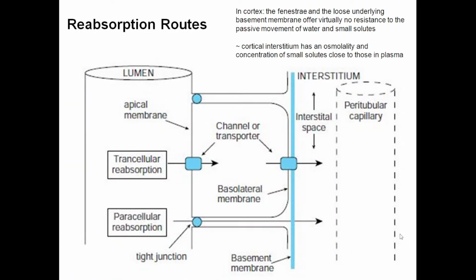So what about reabsorption routes? Here on the slide, you can see that there are two main options. We have transcellular reabsorption, and you also have paracellular reabsorption. Transcellular is through the cell, where we have certain carriers, and paracellular is in between the cells.